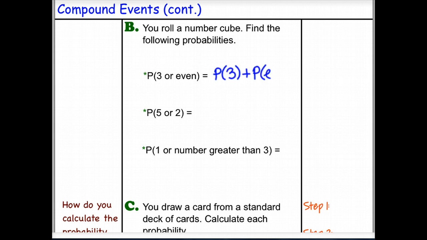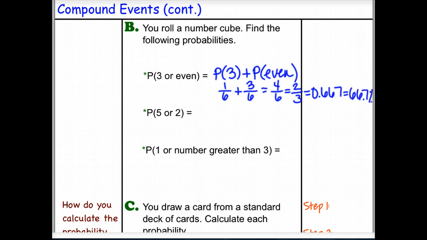So I know that when I roll a number cube, I want to look at the probability of 3 plus the probability of even, and it helps if you write out what you're looking for. Probability of 3 is 1 out of 6. Probability of an even number is 3 out of 6 because we have 2, 4, or 6. I like to leave it unsimplified because then we have common denominators. 1/6 plus 3/6 is 4/6, which is equal to 2/3, which is equal to 0.6 repeating, so that'd be 0.667, which is 66.7%.